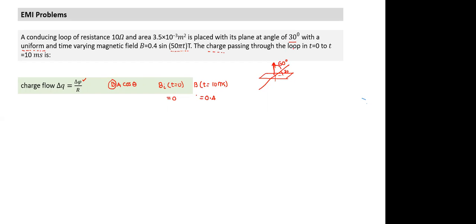So during this time interval, why is there a change in flux? Because the B value changes from 0 to 0.4. Then it becomes easy, only B is changing. Delta phi is the final value of B minus the initial value of B, into A into cos 60. When you substitute, we get your answer. I hope this is clear enough.